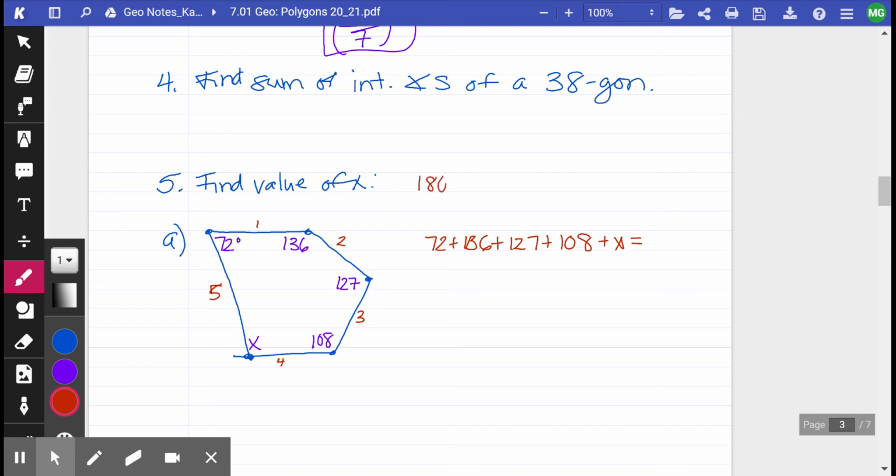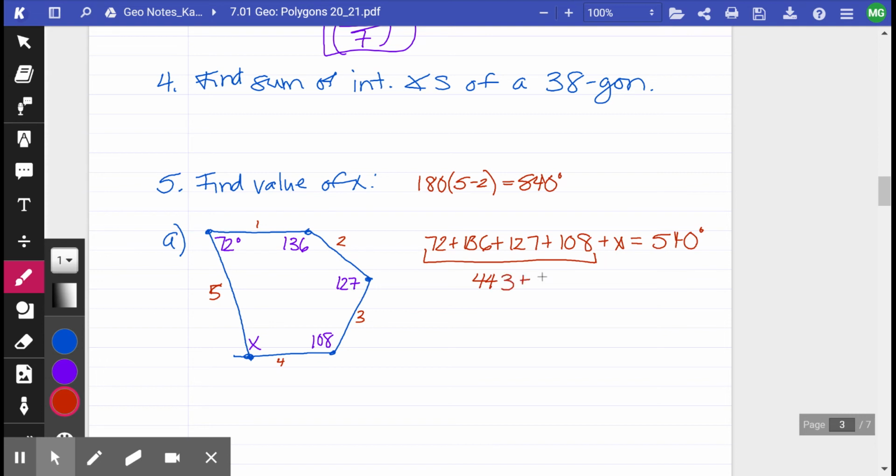So I'll take 180 times n minus 2, so that's 5 minus 2, or 180 times 3, which gives me 540 degrees. So I set all of that equal to 540 degrees. Now, this part, you're just going to type right into your calculator. I do need to see at least this.